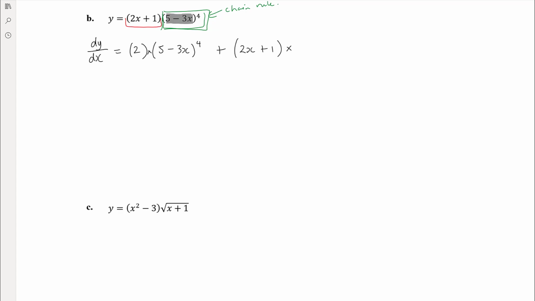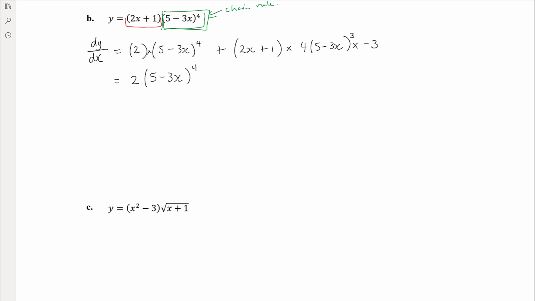We've got something to the power of 4. We differentiate that. Something to the power of 4 is 4 times that something to the power of 3. And then using the chain rule, we multiply by the derivative of that inside that we've just covered up, so the bit covered in grey, and the derivative of that is negative 3.